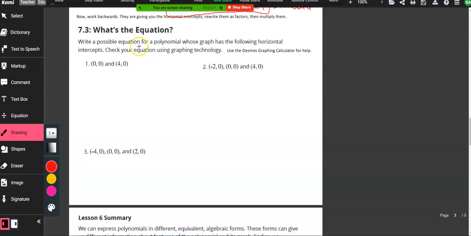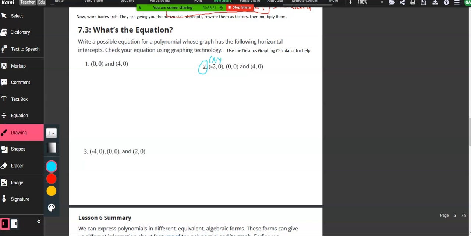Write a possible equation for a polynomial whose graph has the following horizontal intercepts. Check your equation using graphing technology. So you could use Desmos to verify your answer, but the idea here is working backwards. Let me do number 2, but this is what's going on.